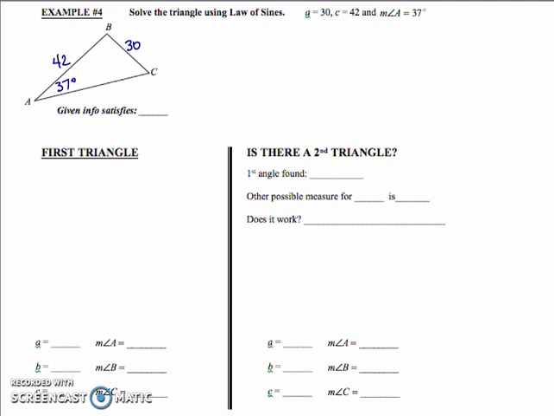All right, so we know that this information satisfies our side-side-angle scenario once again. We are going to start with sine of angle A over side A. Now we've done this a few times, so I'm just going to go ahead and plug those numbers right in. So we're going to have the sine of 37 degrees over 30. And since we know side C, we have to do angle C over side C. So it'll be sine of angle C over 42.